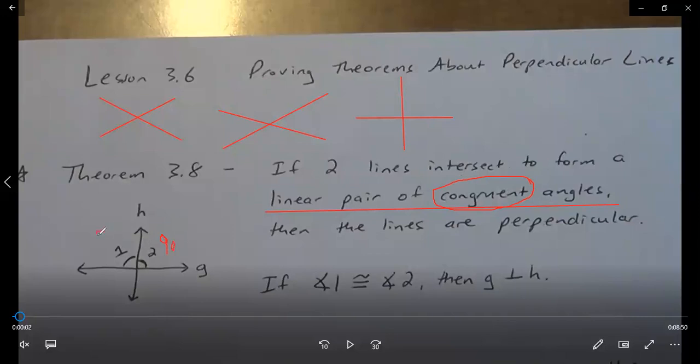Then in theorem 3.8, once we have two lines intersecting to form a linear pair of congruent angles, then the lines are perpendicular. So if angle 1 is congruent with angle 2, this tells us that both of them are congruent and the measure of each one equals 90, then D is perpendicular to H. So this was the first theorem: when two lines intersect to form a pair of congruent angles, then the two lines are perpendicular.